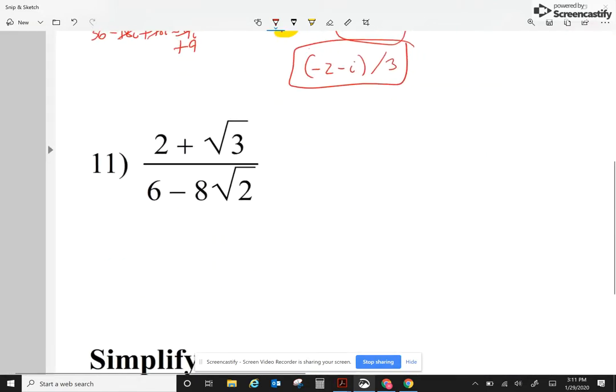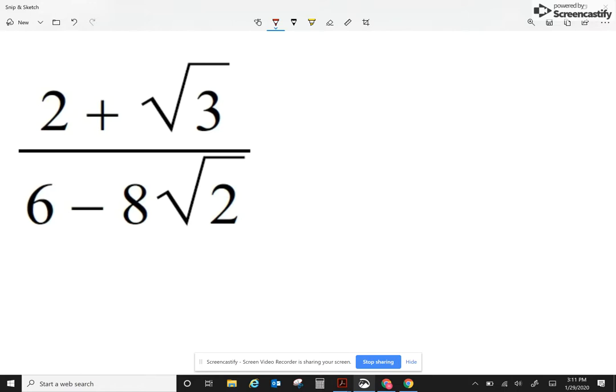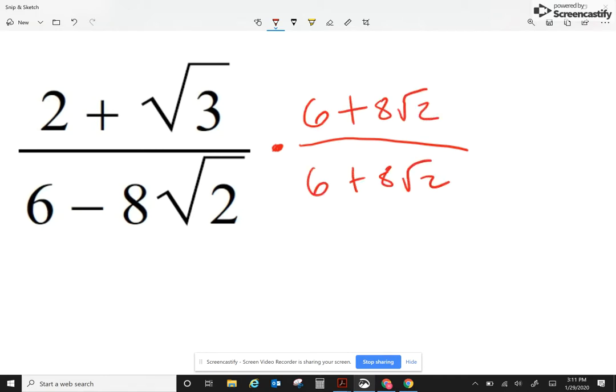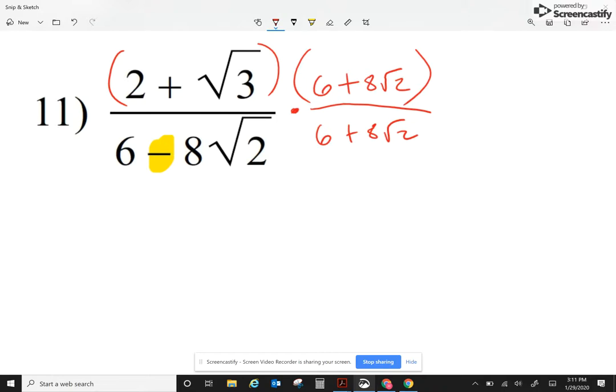Let's take a look at question number 11. Radicals work similar to imaginary numbers. To get rid of the radical, I'm going to multiply top and bottom by 6 plus 8 radical 2. Just change the sign in between them. Now on the top, let me distribute the 2 first. I get 12 plus 16 radical 2. Now let me distribute the radical 3. I get 6 radical 3 plus 8 radical 6.